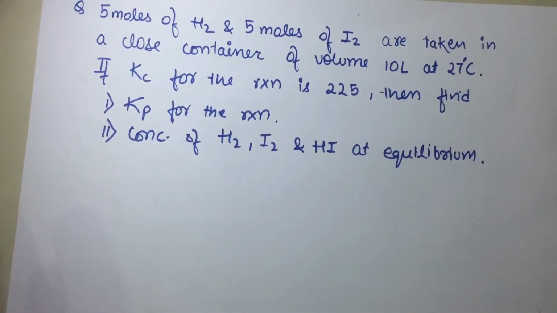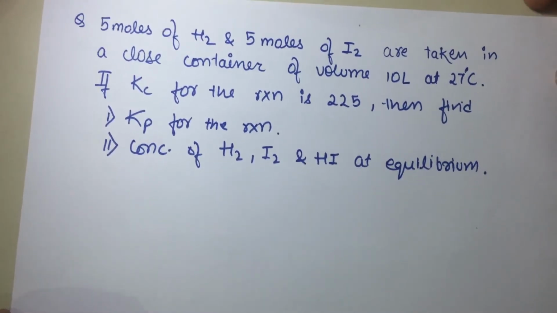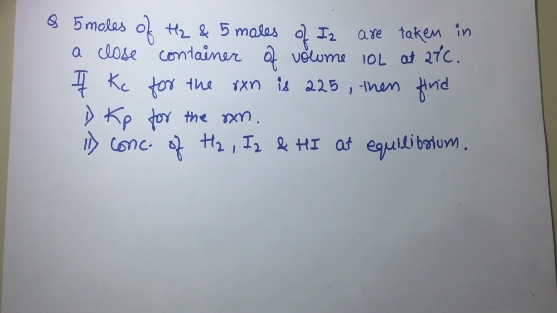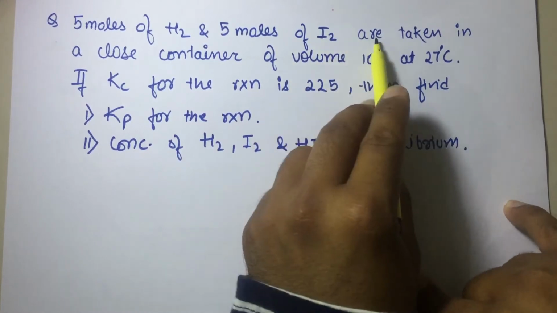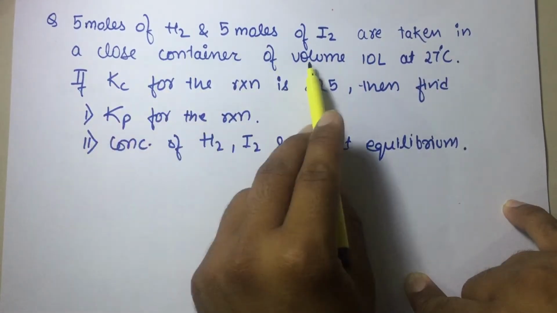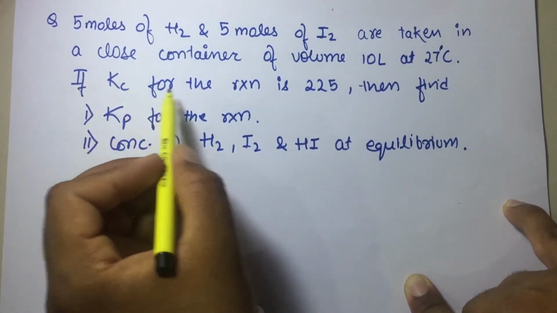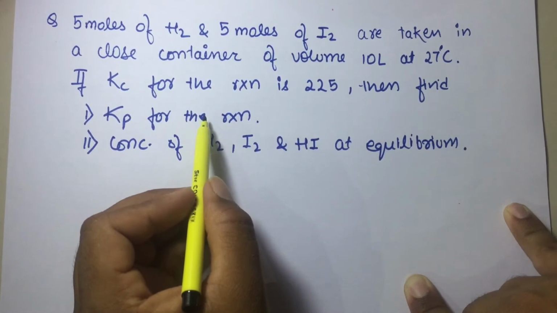This is also a question of chemical equilibrium. Let me explain the question. 5 moles of H2 and 5 moles of I2 are taken in a closed container of volume 10 liter at 27 degrees Celsius. If Kc for the reaction is 225, then find Kp for the reaction.